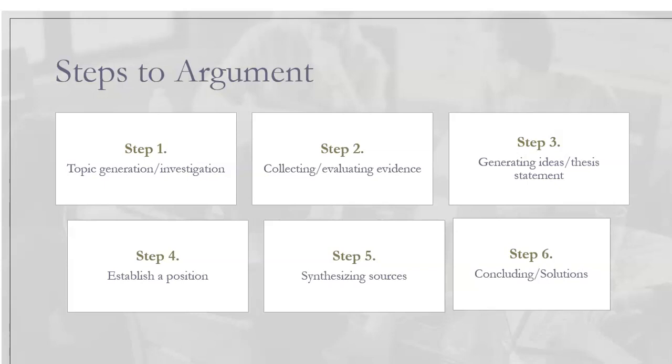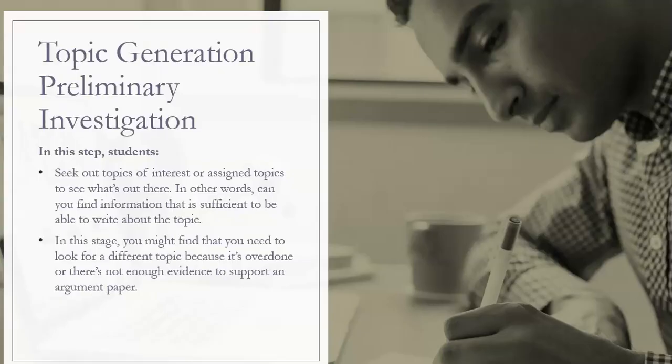So step one, for the purposes of this discussion in developing an argumentative essay, is topic generation and investigation. Step two is collecting and evaluating evidence. Step three is generating ideas in a thesis statement. Step four is establishing a position. Step five is synthesizing sources. And step six is concluding in your solutions.